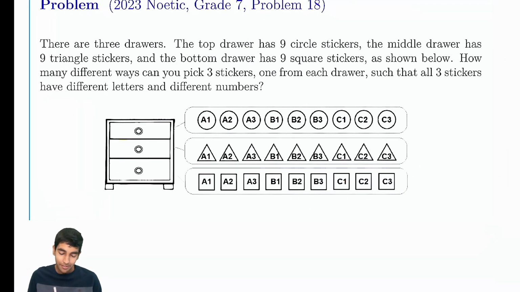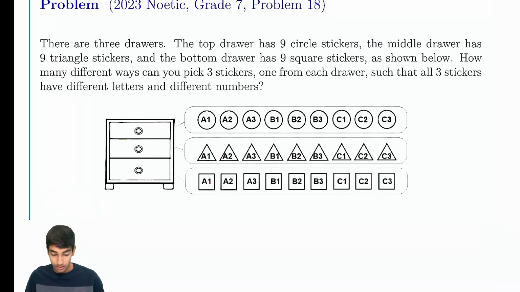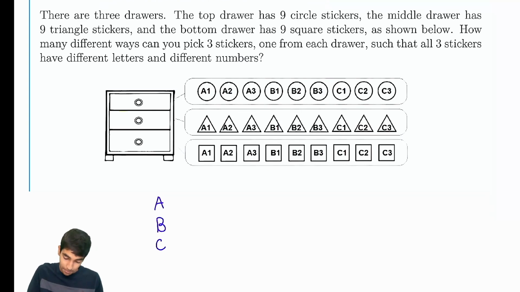Let's now explore how to solve this problem. There are 3 drawers. The top one is 9 circle stickers, middle 9 triangle, and the bottom 9 square. How many ways can you pick 3 stickers such that all 3 are different letters and different numbers? So we have 3 different letters to begin with. We have an A, B, and C. And we have 3 different numbers as well, 1, 2, and 3.